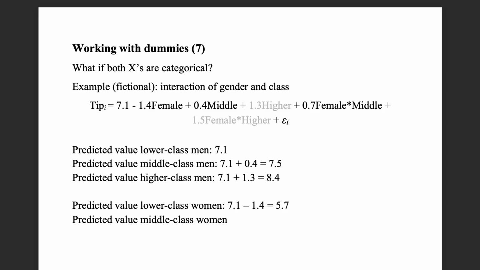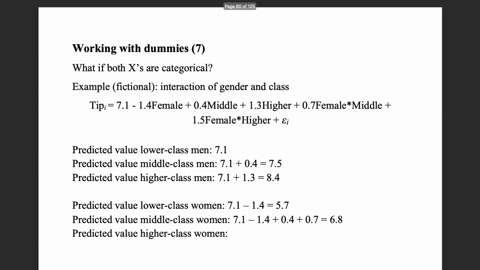So what is the predicted value for middle class women? Well, just walk through the formula. It's 7.1 minus 1.4, because that's the main effect for being female, plus 0.4, that's the main effect for being middle class, plus 0.7, that's the interaction between female and middle class, which works out to a predicted value of 6.8.